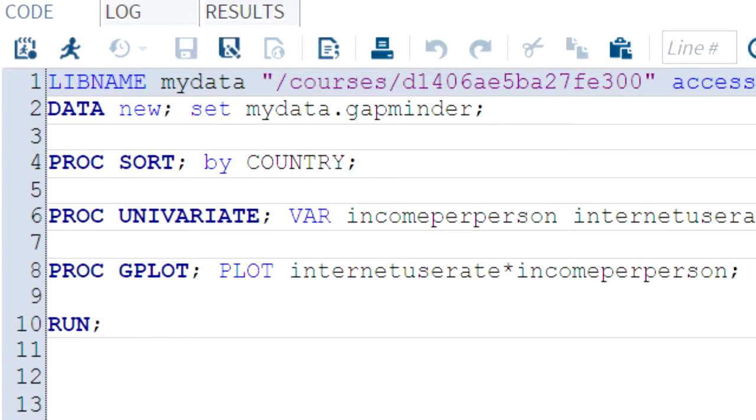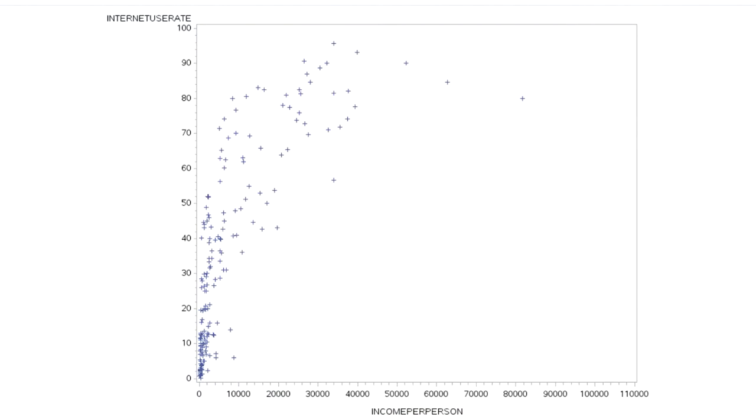Here's another example from Gapminder exploring the relationship between income per person in each country and internet use rate. Again, if considering a linear pattern, the relationship seems to be positive. That is, higher income is associated with higher internet use rate.